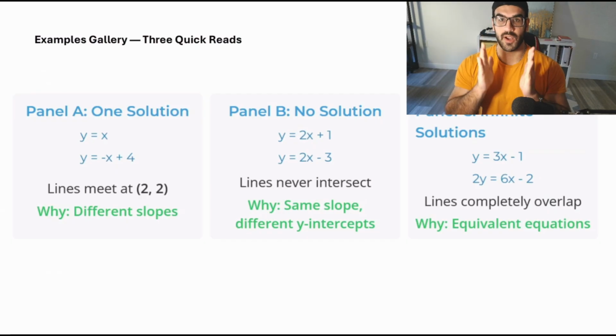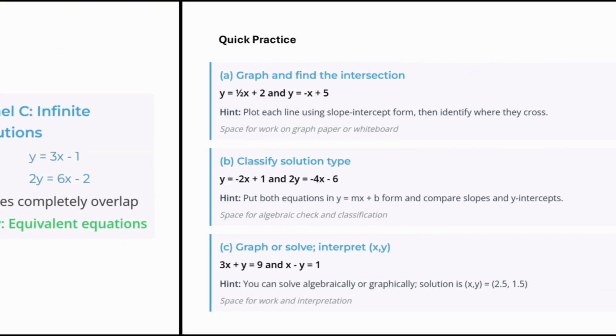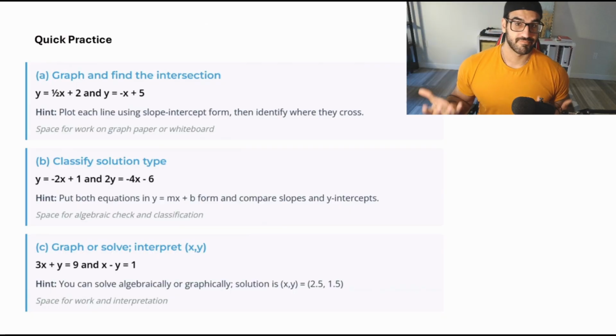We do have 2 parallel lines, and at the end, we do have infinite number of solutions. It means that with your lines, your equations related to lines are going to be completely equal. The m's and the b's are going to be the same itself. So right now, I do have a couple of quick practices for you.